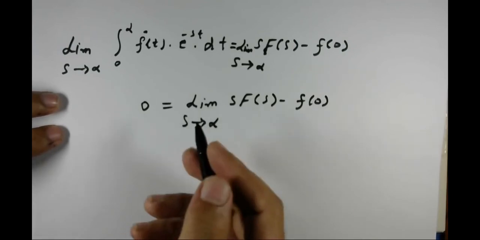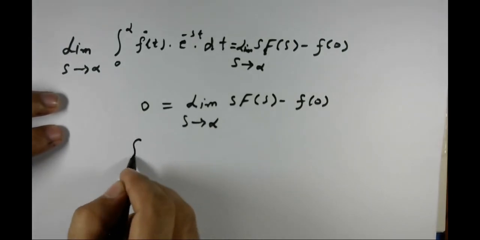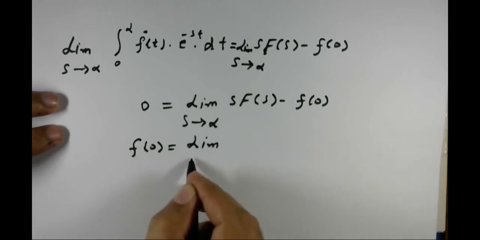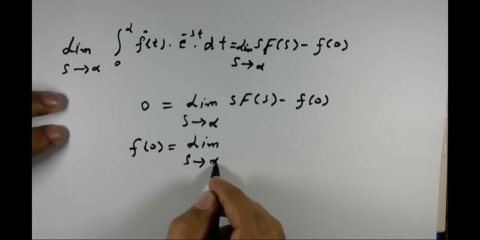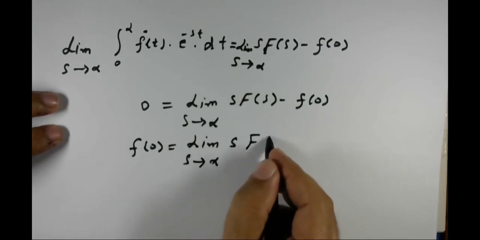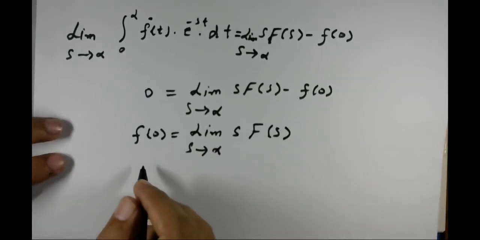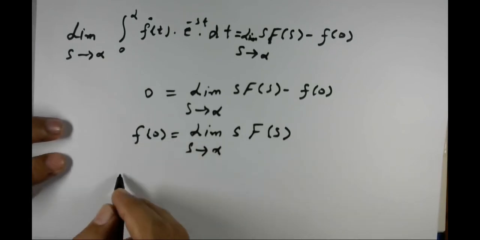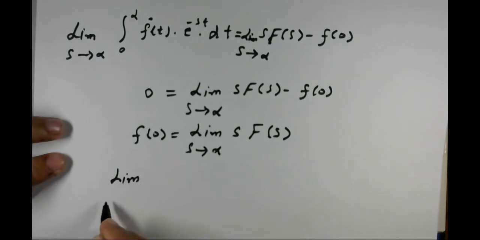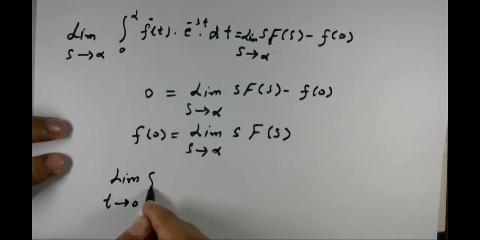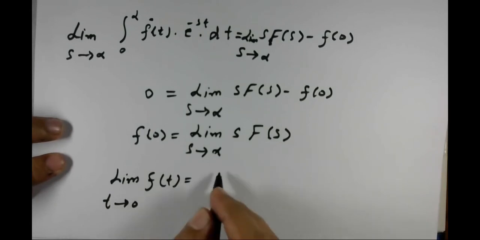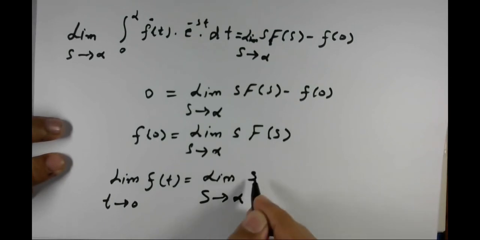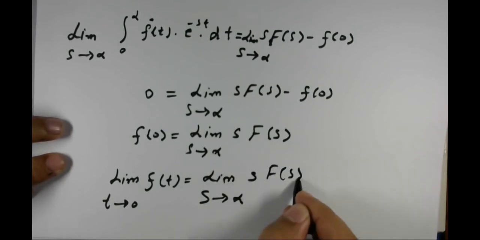I can rearrange this equation as f of 0 is equal to limit s approaches infinity, s F of s, and this is small f, so it means here the t value is 0. So I can write it this way as well, that when t approaches 0, f of t is actually equal to limit s approaches infinity, s F of s.